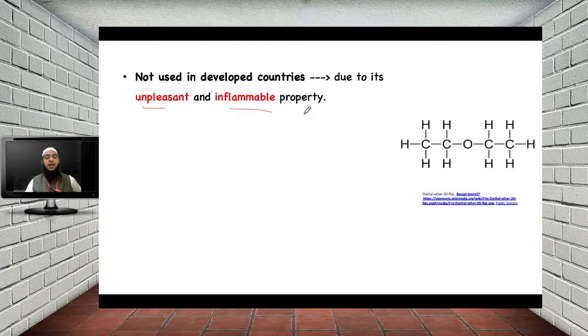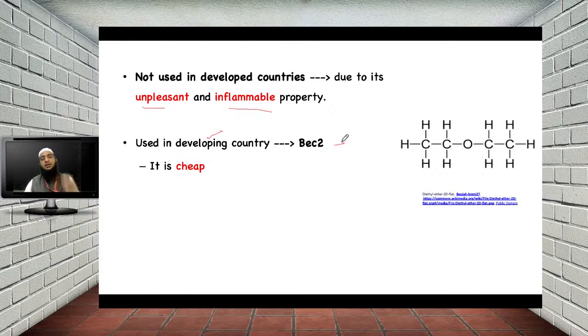But at the same time, since it is very cheap in nature, it is available at a very inexpensive rate. So in developing countries, where the patient can't afford an expensive anesthetic agent, it can be used. Why do we use this in developing countries? First reason, it is cheap. It is available at a very low cost. So the surgery cost is going to be reduced. The budget will be lower, okay?